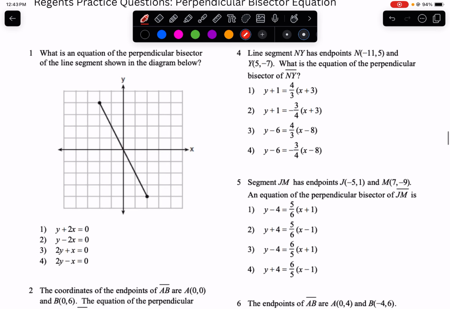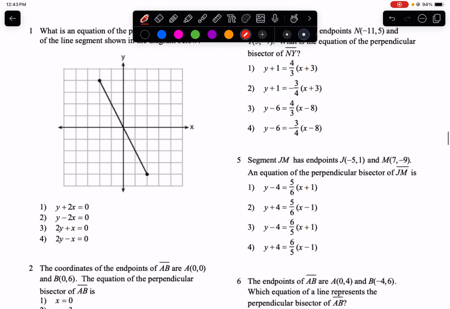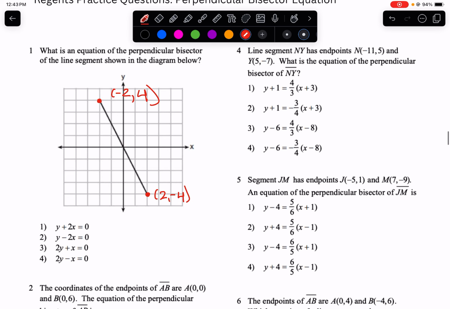So the first one, what is an equation of the perpendicular bisector of the line segment shown in the diagram below? So here the difference is that they're not telling you what the points are. You have to read the graph. So we have 2, negative 4 here. We have negative 2, positive 4 here. So we need to have a midpoint and we need to have the slopes.